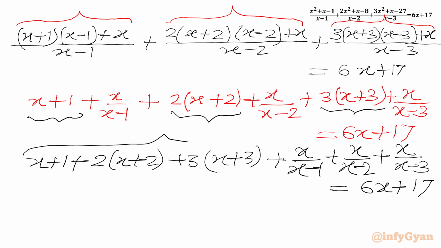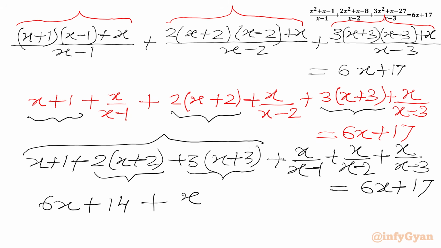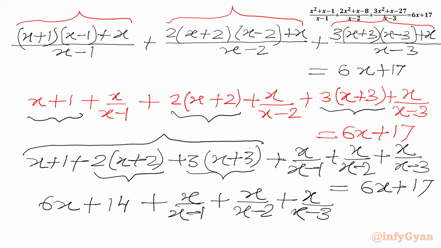Now we will add these terms first. So x plus 2x. From here we will get 2x plus 4. From here we will get 3x plus 9. So x plus 2x plus 3x, we can write 6x, plus 1 plus 4 plus 9, which is 14, plus x over x minus 1 plus x over x minus 2 plus x over x minus 3 equals 6x plus 17.